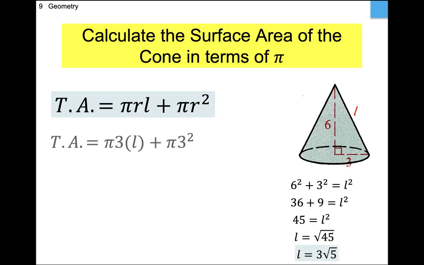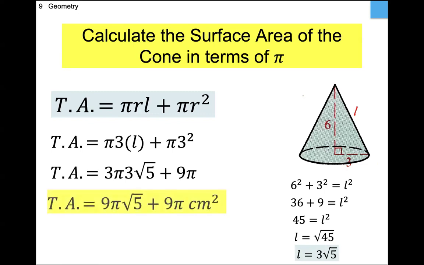I already know the radius is 3, right? Slant height was 3 root 5. So 3 times 3 is 9, so we get 9 root 5 plus 9 pi. It says leave it in terms of pi, and that's all we can do. We can't do anything because pi is 3.14, and it says leave the answer in terms of pi.